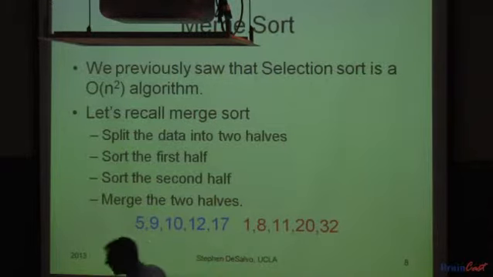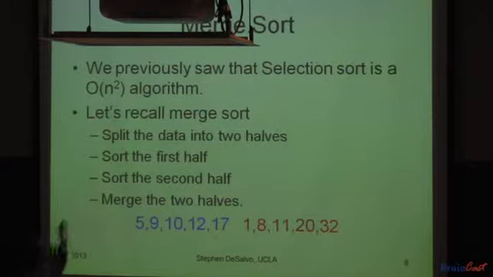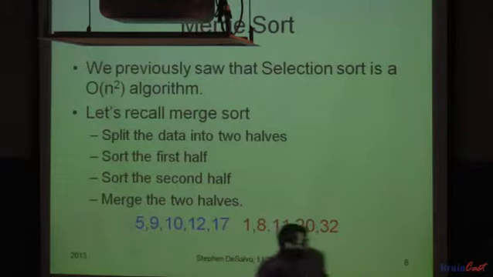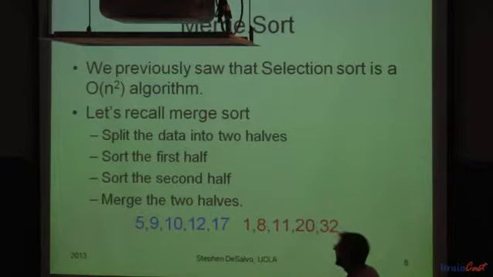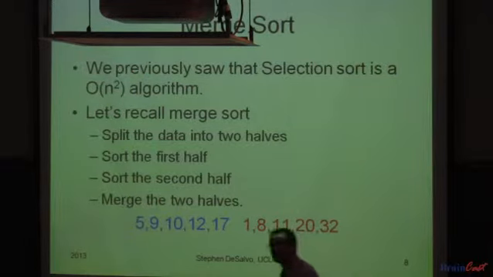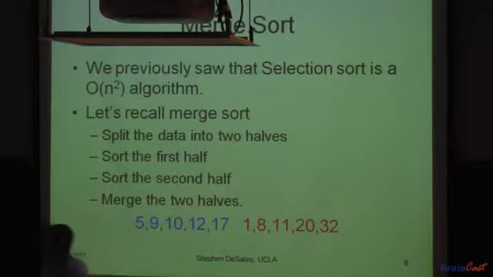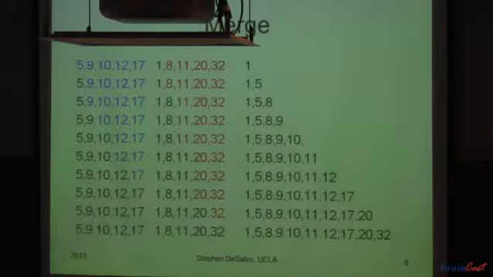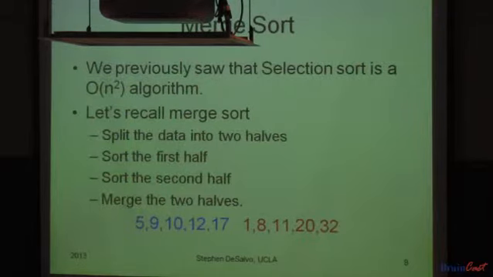So we saw that selection sort was big O of n squared. Now let's recall merge sort. You want to sort, say, this collection of objects. You split them into 2 halves, sort the first half, sort the second half, and merge the 2 halves together. This idea is fairly straightforward.